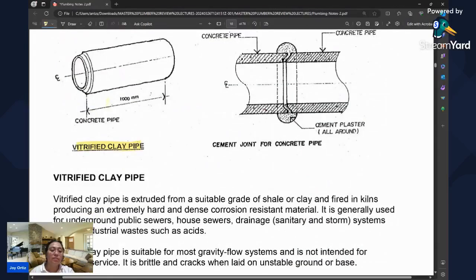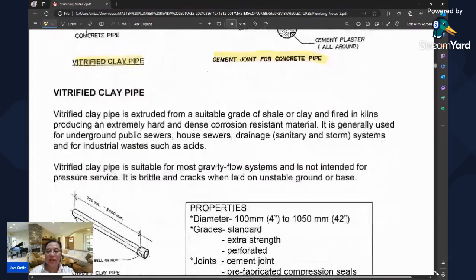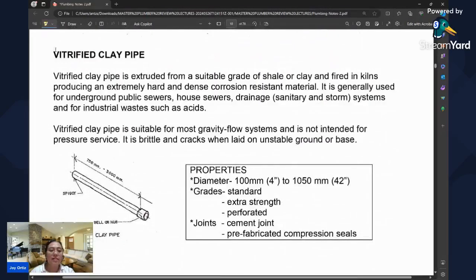Ito yung vitrified clay pipe. Ito yung concrete pipe. Then this is the cement joint for concrete pipe. Okay? Next natin is the vitrified clay pipe.